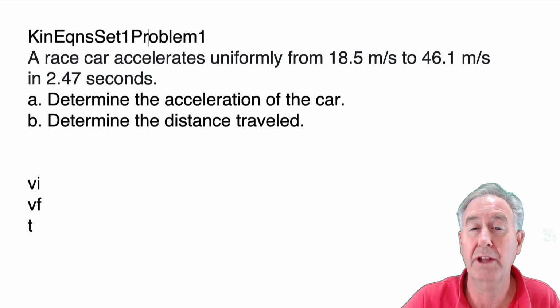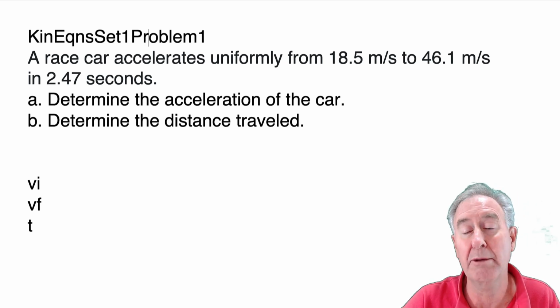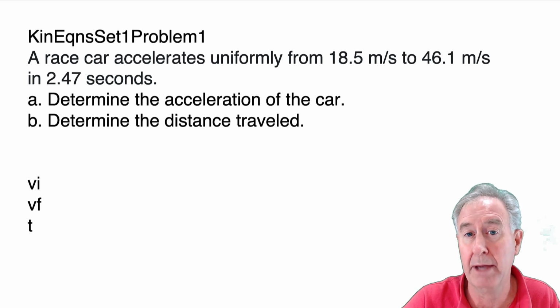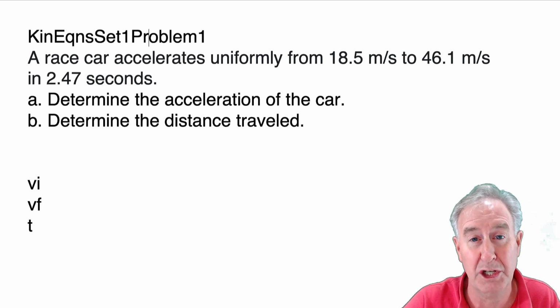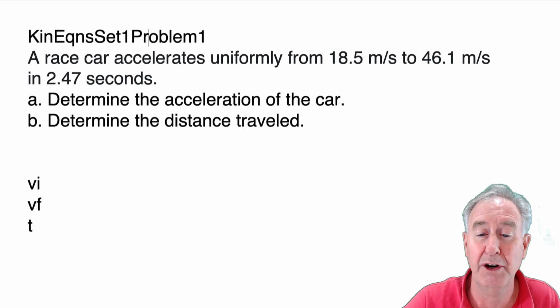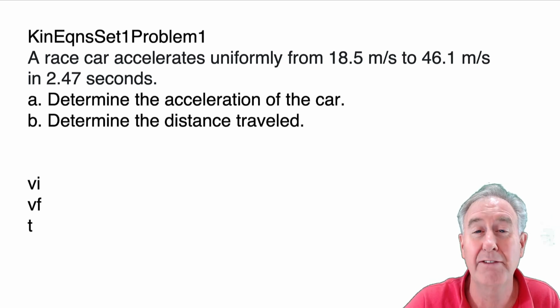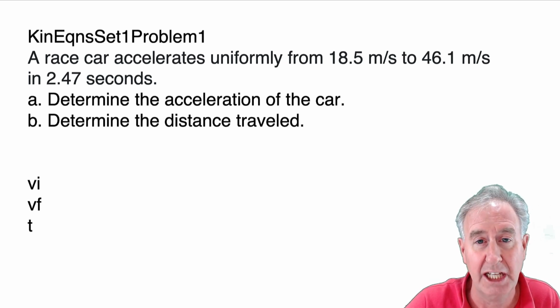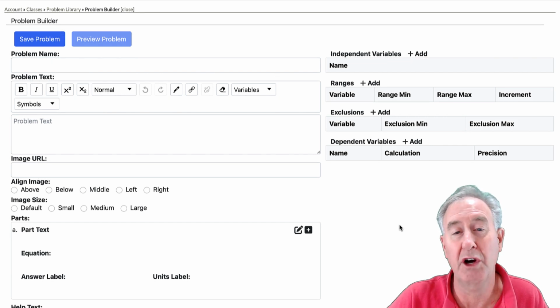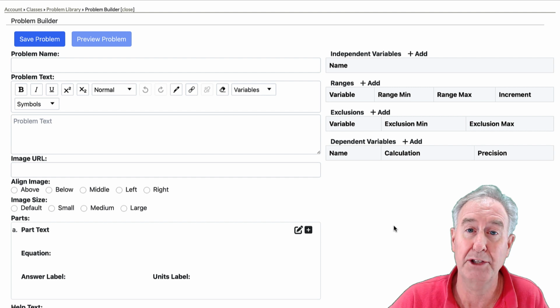I'm going to tell CalcPad how to randomize between a minimum and a maximum value for the ranges for each of these 3 variables. I'm going to call them VI, VF, and T. So the problem you just saw in Microsoft Word is going to be entered into CalcPad's Problem Builder.